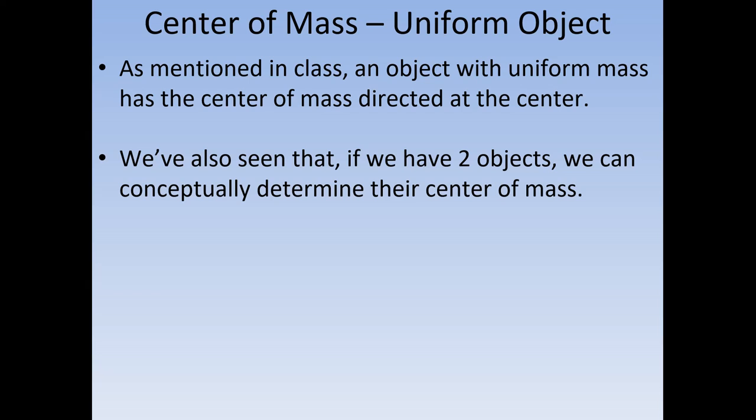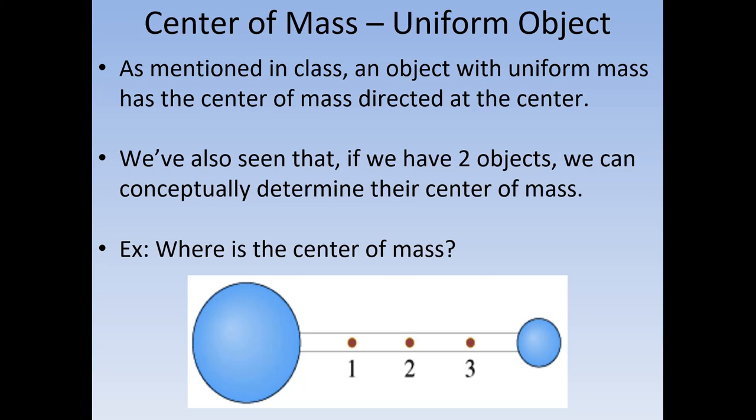Easy enough. Now, if we have two objects that are on either end of the beam, let's say, we can actually find their center of mass just by conceptually thinking about, again, where we would put our finger in order to balance it. So if we had a situation like this, where we have one ball on the left and one ball on the right, the ball on the left being significantly more massive than the ball on the right, then we know where the center of mass would be. It should be a little bit closer to the heavier object. So of these three choices, one would be my answer.